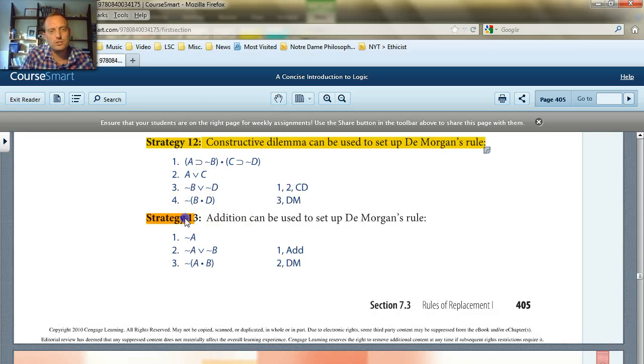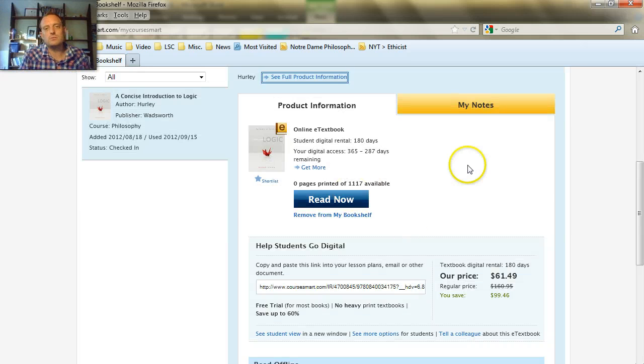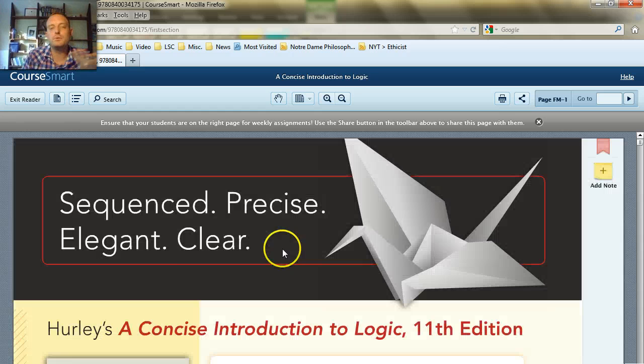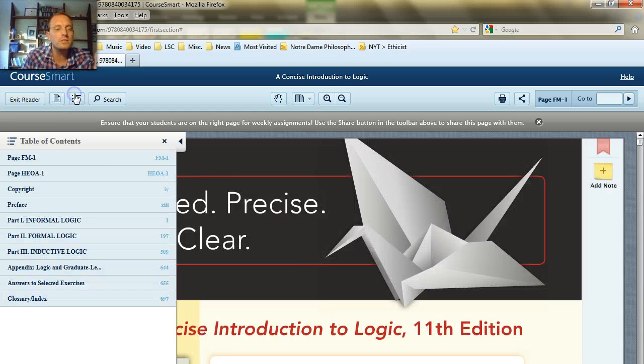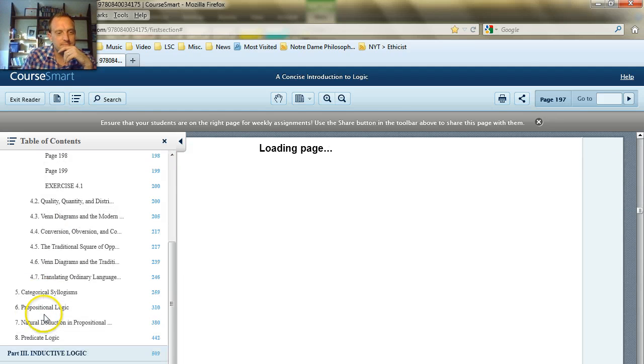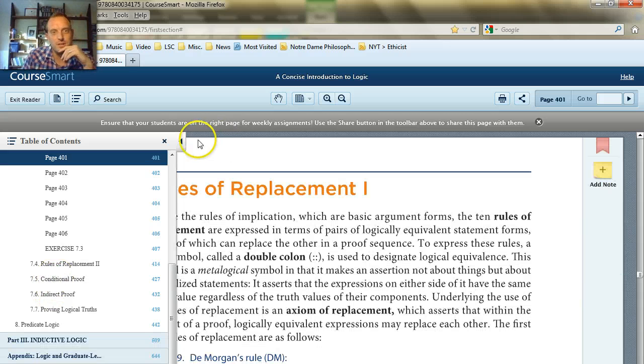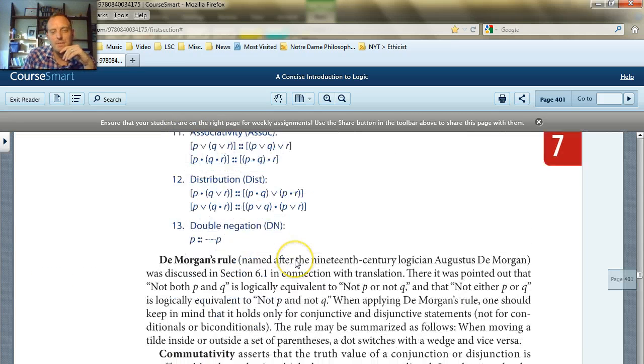Okay, strategy 13. You can use addition to set up a DeMorgan's rule. Sorry about that. And in fact, you can always use an addition to set up a DeMorgan's. We actually did that in one of our problems, where I think we added a K, and that allowed us to set that up. So that strategy is not really that interesting for us since we already saw it, but it may be helpful to know these.